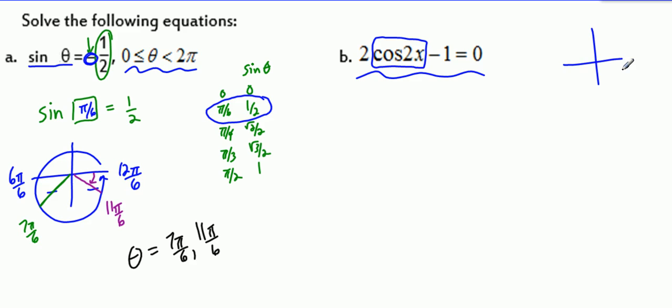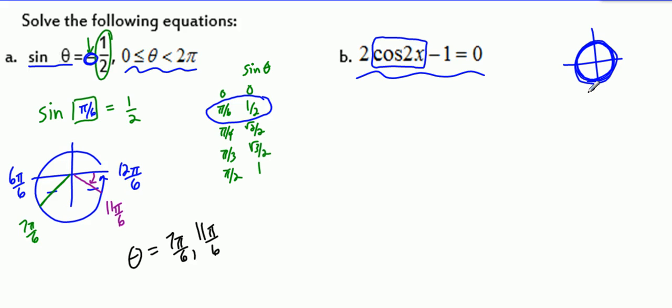So you might get one answer in the first rotation and then another answer in the second and another in the third. You could also go backwards and get answers. There's going to be an infinite number of solutions here because every time you rotate around the circle once or twice, depending on the situation, you're going to get solutions.